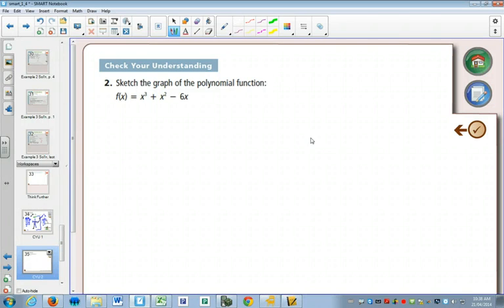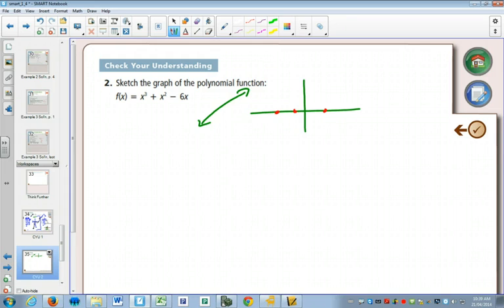So for this one, we're going to use our skills at factoring to help us get some more points. So we used a table of values in the first example. This example, we're going to say, well, I know this is odd and positive, so it's going to go up like this as a line. And if I can factor this, then I'll be able to find the x-intercepts.